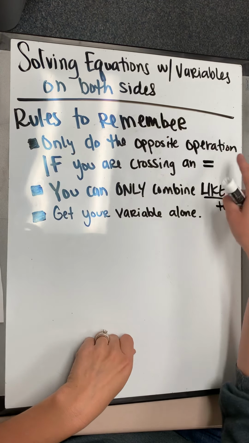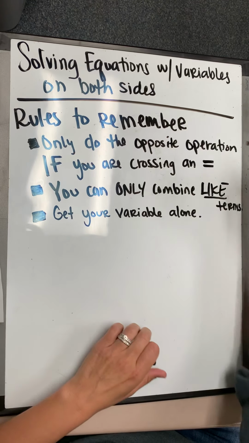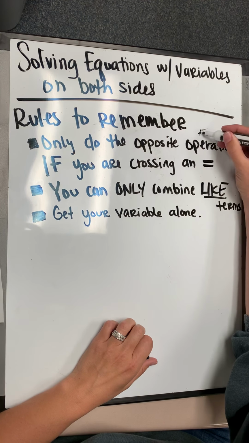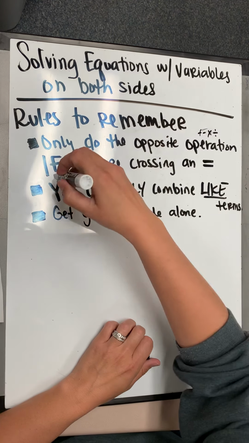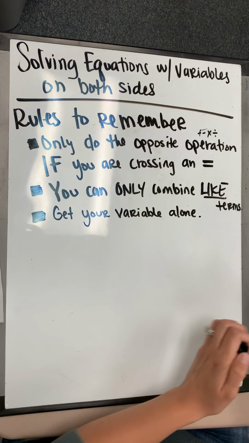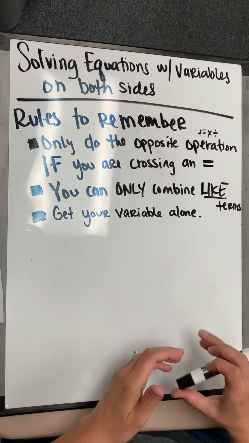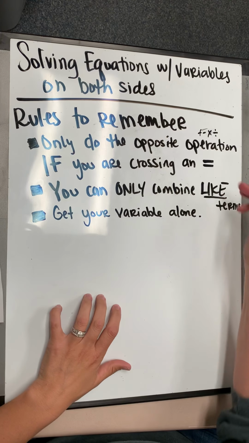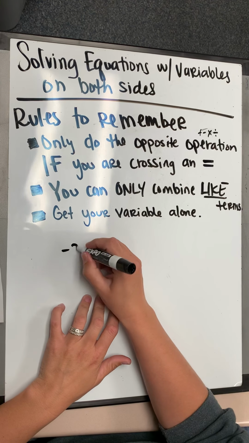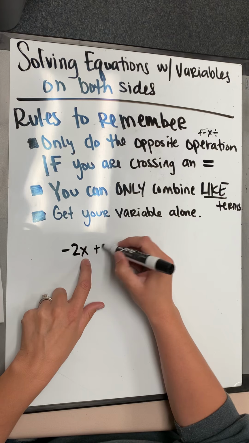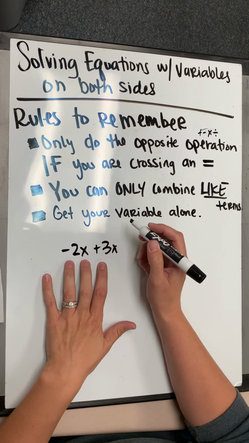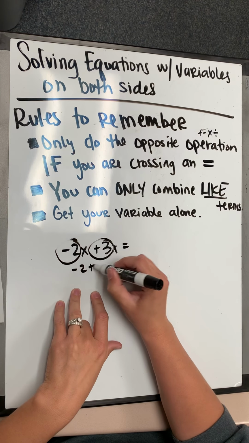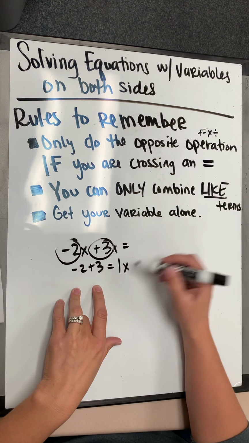Only do the opposite operation, meaning add, subtract, multiply, or divide, if you are moving it across an equal sign. If you're not moving it across an equal sign, then you do what the numbers tell you to do, just like when we were solving an expression, right? So our expression would be like negative 2x plus 3x. Because we're not moving it across an equal sign, we do what our numbers tell us to do. So negative 2 plus 3 would give us a 1x.